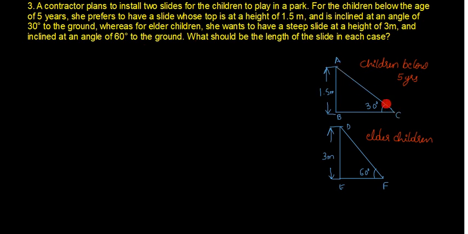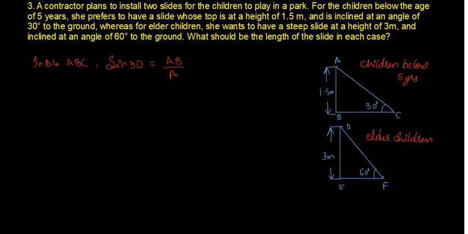So in this case it is AC, and in this case it is DF. We need to find AC and DF, and we have the opposite side, we need to find the hypotenuse. So opposite by hypotenuse is a trigonometric function sine. So sine 30 in each case we can apply to find the slide length. So in triangle ABC, sine 30 is equal to AB divided by AC.